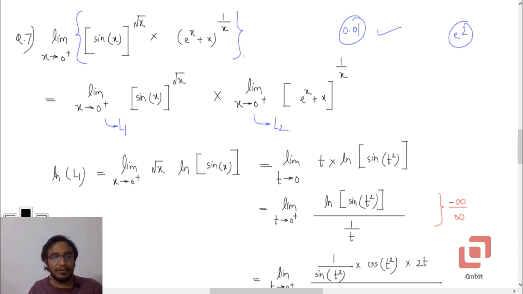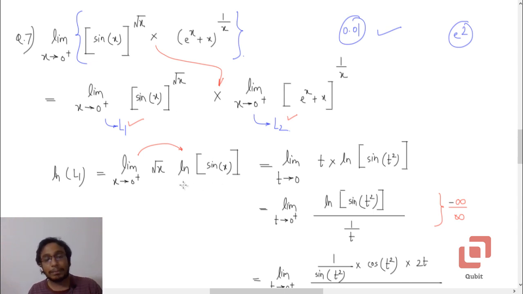First you have to split the limit, you have to split the function here, and then it boils down to finding the limits L1 and L2 individually, if at all they exist, and then multiplying. So I have found L1, and this is a typical L'Hospital problem. You have to first take the log, and you have to assume that you can interchange the order of taking the logarithm and taking the limit. So log of L1 will be the limit as x tends to 0 plus of root x into log of sin x, the standard power rule of logarithm.